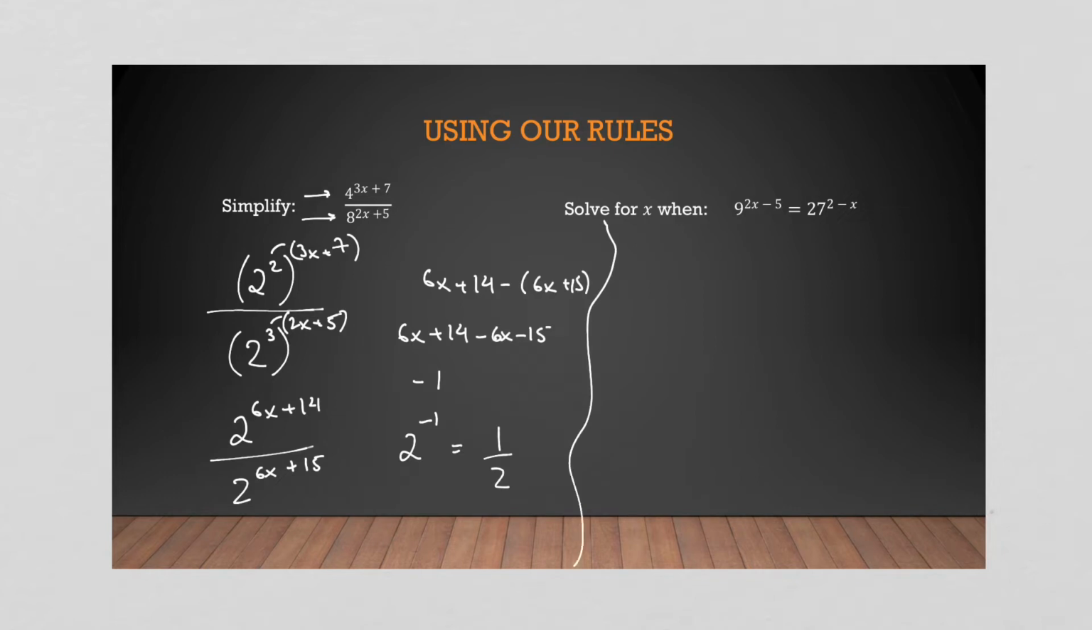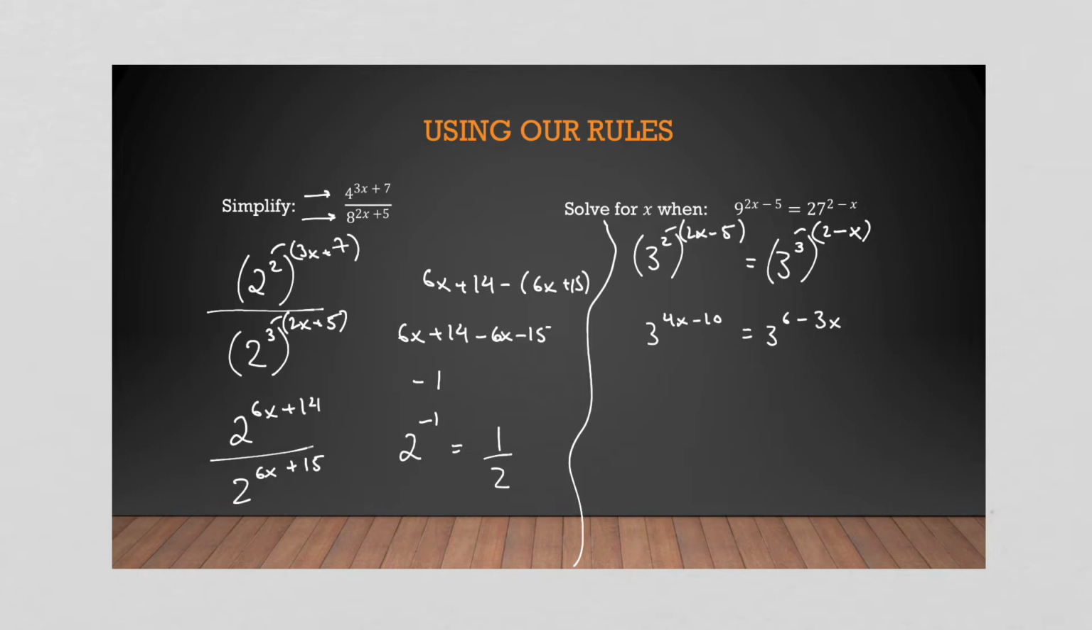So again, on this next one, similar thing. 9 is the same as 3 squared. Oh, wow, I'm on fire today. 3 squared. And we do that, and then to the power of 2 minus x minus 5. And then 27 is 3 cubed, and then to the 2 minus x. So again, power to a power, this times all that, and this times all that. So we end up with 3 to the 4x minus 10 equals 3 to the 6 minus 3x.